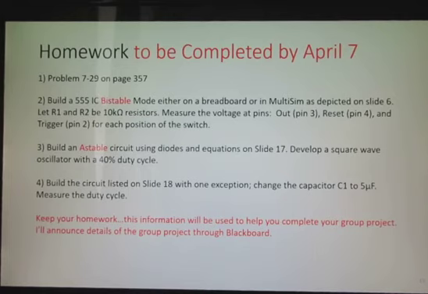So keep your homework. This information will be used to help you complete your group project. I'll announce the details of that later.